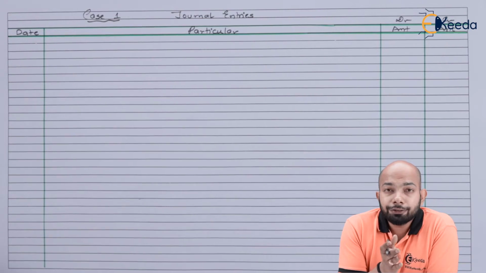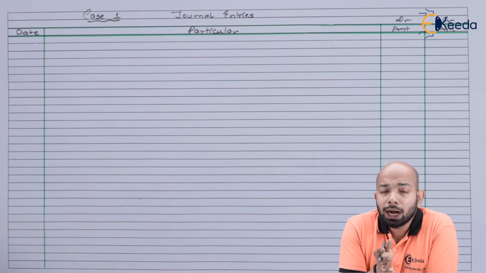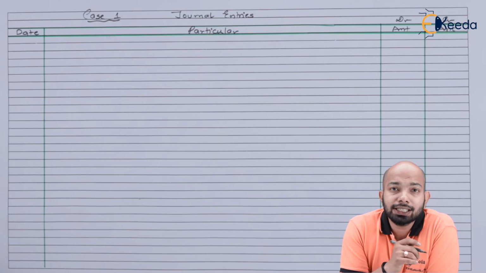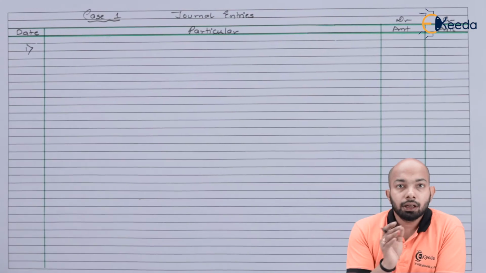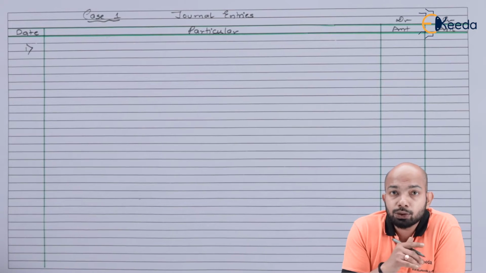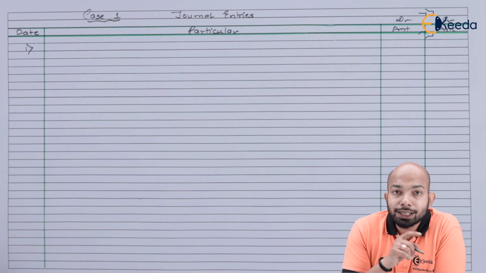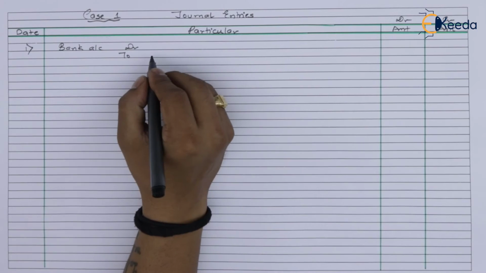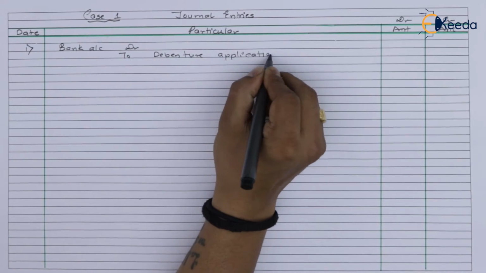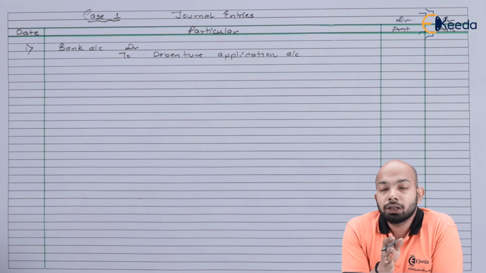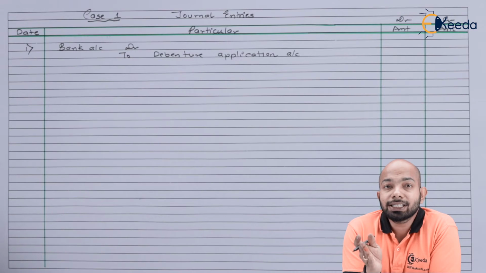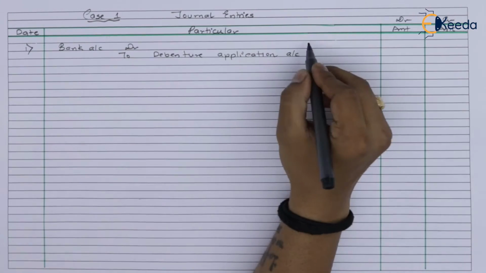Case 1 refers to Progressive Company Limited, who has issued certain debentures. That means they must have received certain application money. So, let's start with the receipt of application money first. Progressive Company Limited issued 40,000 10% debentures, so the application money will be multiplied by 40,000 here. Let's pass the entry for application money first. On application, Progressive Company Limited was taking 70 rupees. So, 40,000 multiplied by 70 will be the receipt of application money.